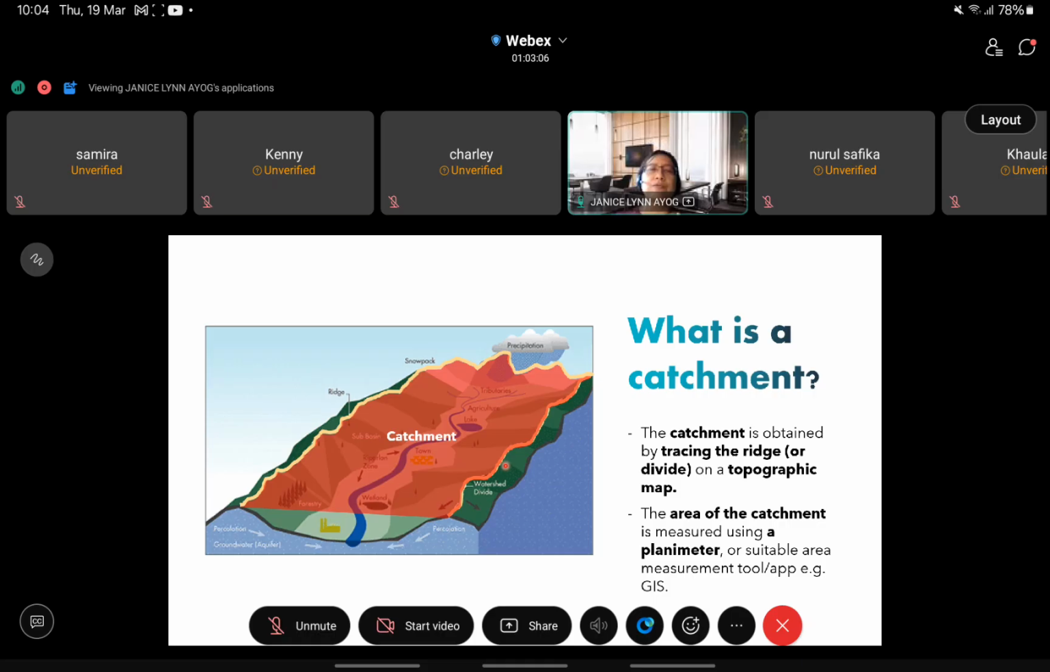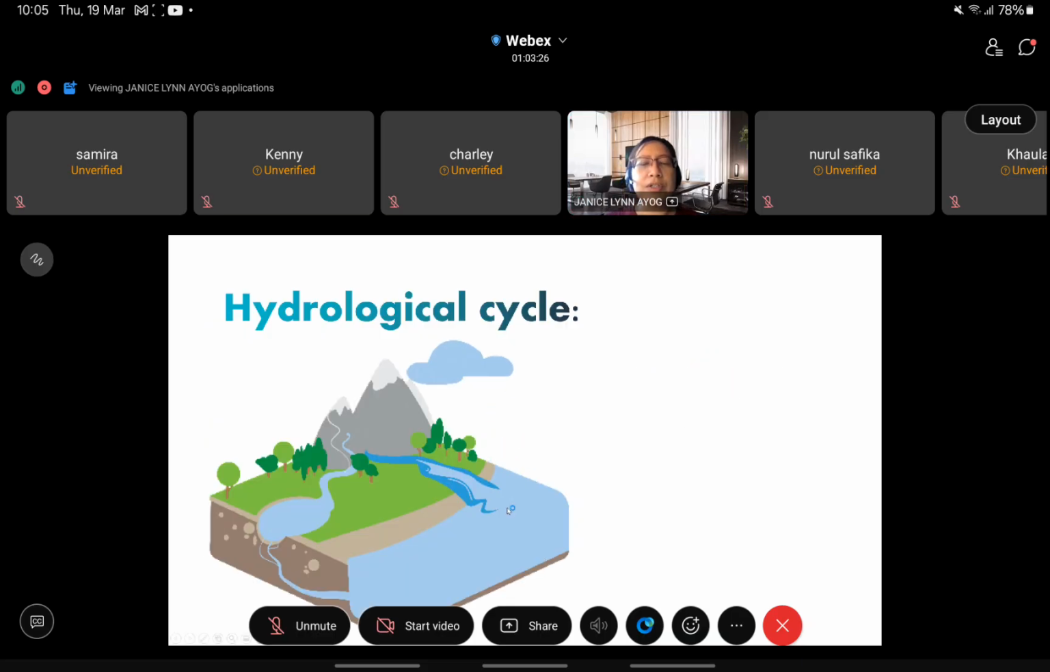But now most topographic maps are in soft copies, so you can use GIS, or Google Map or Google Earth, or any web tool that you can use to draw your catchment area. Now, the hydrological cycle, I think you've already covered this in your secondary school, if I'm not mistaken.